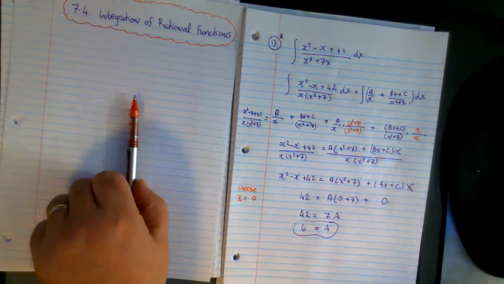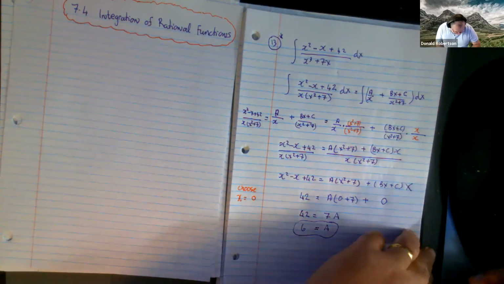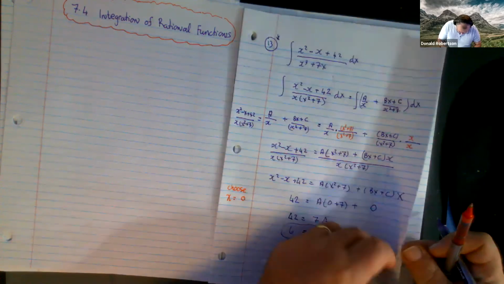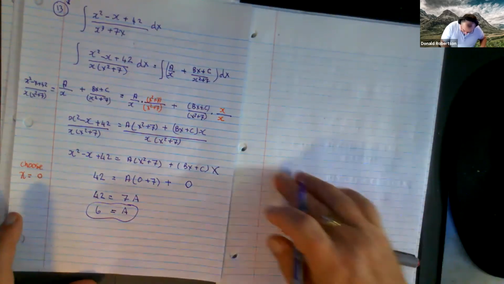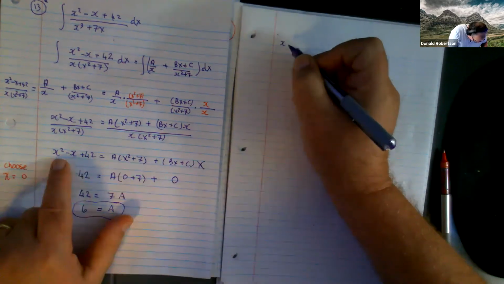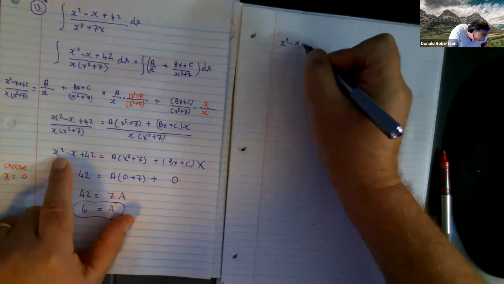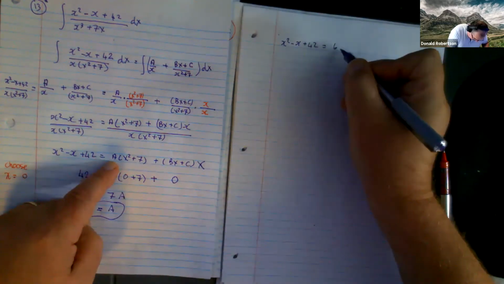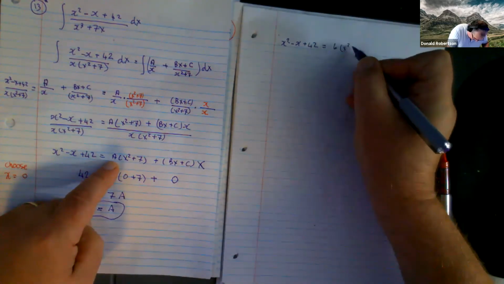So by suitable choices of what numbers to choose for x, we can actually find the values for a, b, and c. Right now, we know a. So you go back to this line here, and you use the fact that you now know that a is 6.